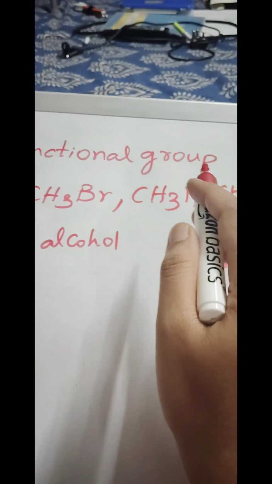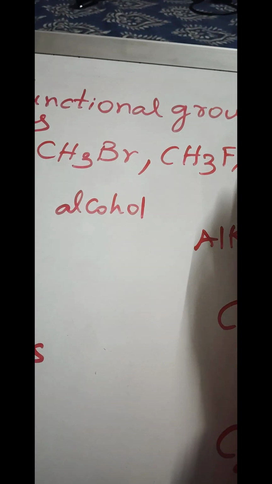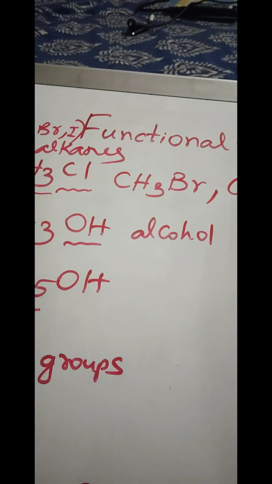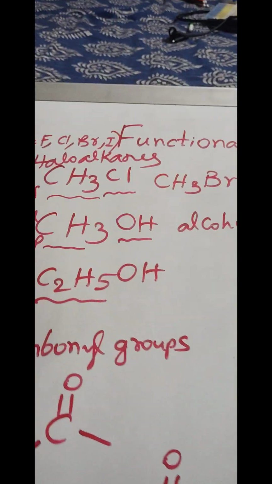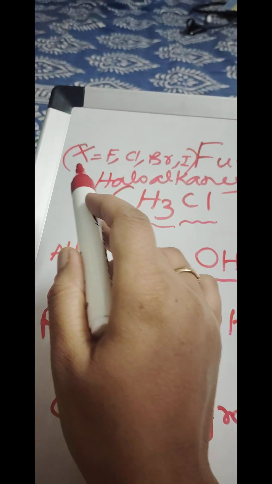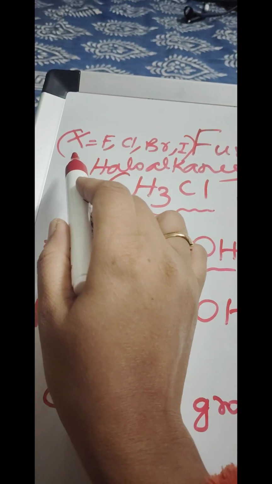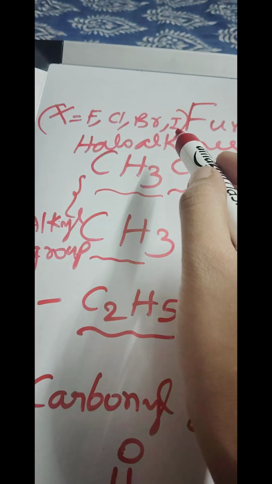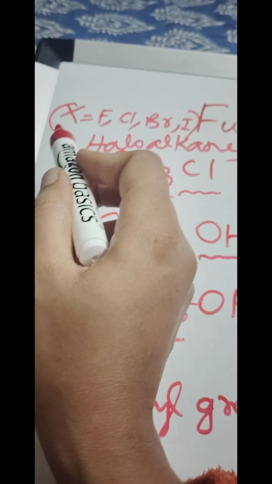What are functional groups? Functional groups can be a group of atoms or an atom which gives characteristic properties to a molecule. Here I am taking into consideration the first functional group, haloalkanes. You can see what halogens are. Halogens are the group 17 elements like fluorine, chlorine, bromine, iodine. They are generally represented with the symbol X.